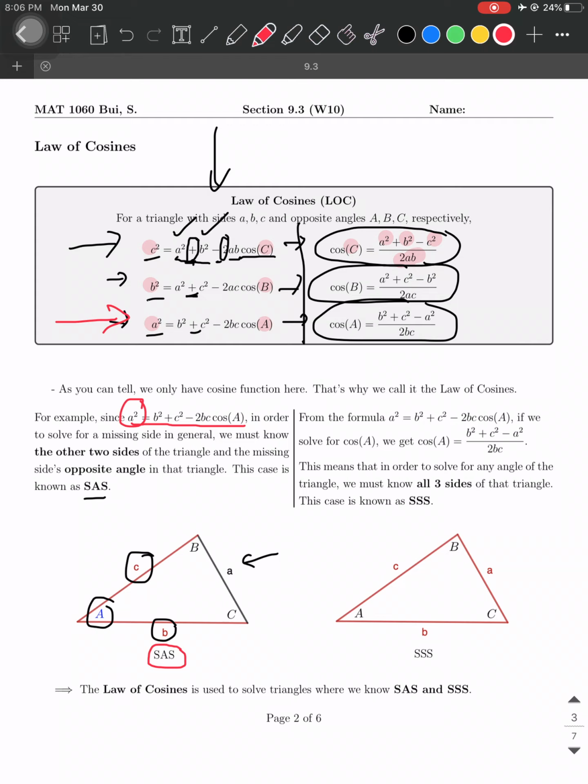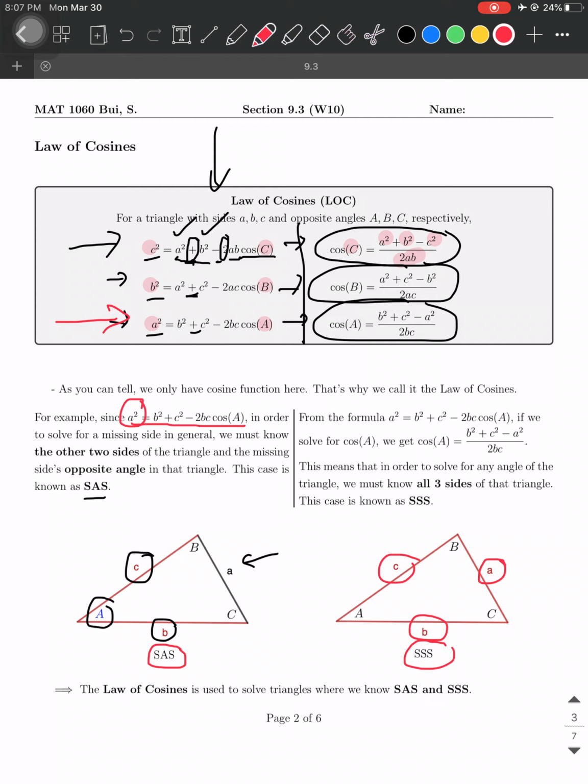And another scenario that we can have is that they can give us little a, little c, little b, all 3 sides in here. That's why we call it the case of side, SSS. And we have to figure out the 3 missing angles in here. We have to figure out the measure of the big A, big B, and big C. How can we do that?